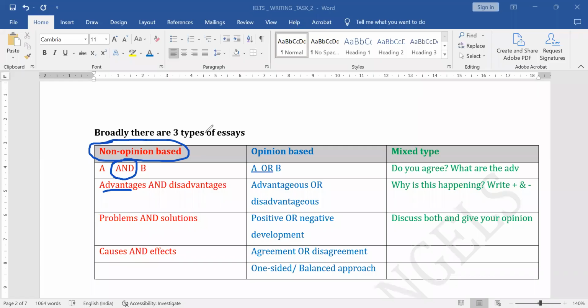Okay. So these are the three types of essays. First one is non-opinion based, where I have to identify the essay by looking at the word "and". Okay, A and B. So there are two factors which are being discussed. I'm not questioning the essay.